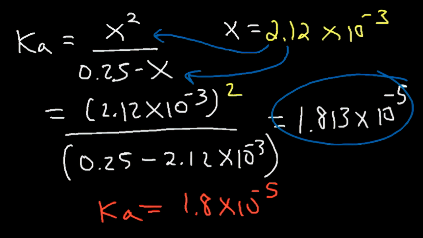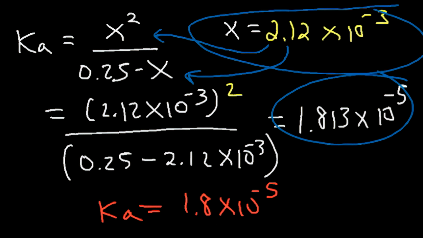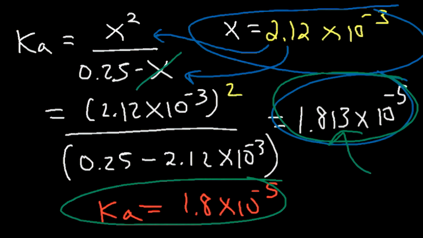Because they're close to each other, that means this is a good estimation of x, which means we made the right decision to neglect the value of x. Now, if this answer was significantly different from the true value of Ka, then that's an indication that you shouldn't neglect the value of x, and you may have to do a quadratic equation. So now you know how you can tell whether or not you should neglect the value of x. Just plug it back in and see if the Ka value that you calculate is very close to the true value of Ka.